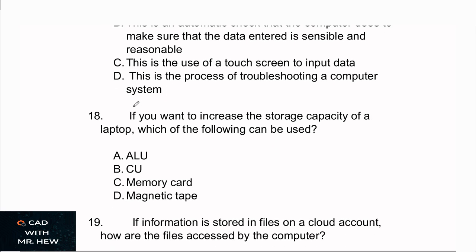All right, let's go to question 18. If you want to increase the storage capacity of a laptop, which one of the following can be used? We have A, ALU, B, CU, C, memory card, D, magnetic tape. The correct answer is C.